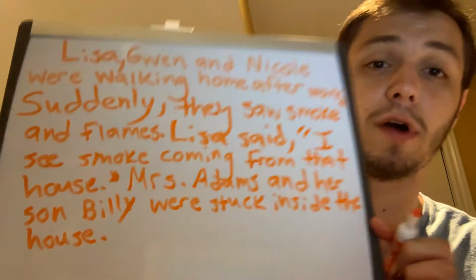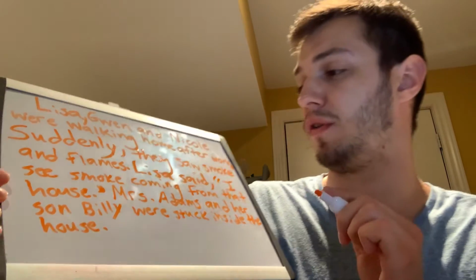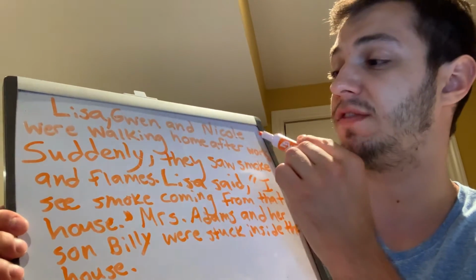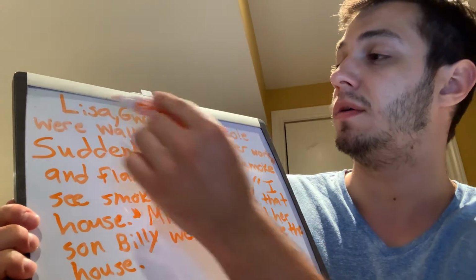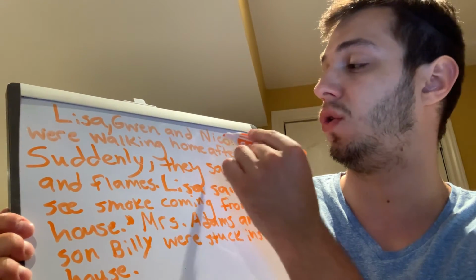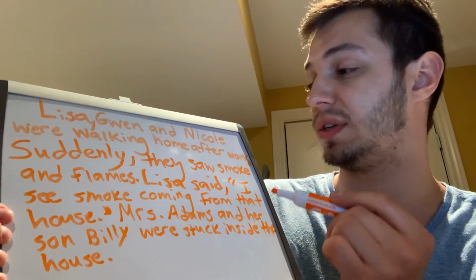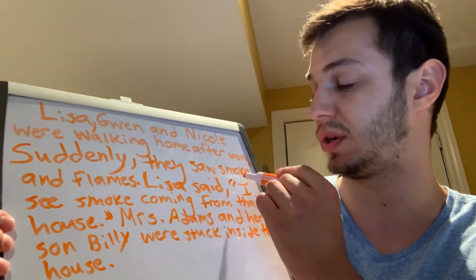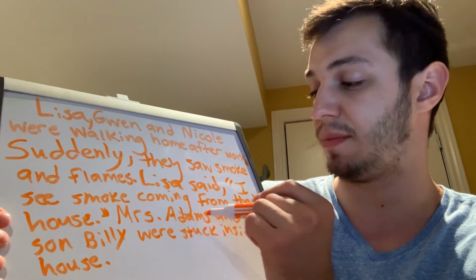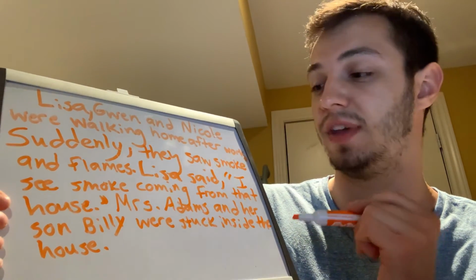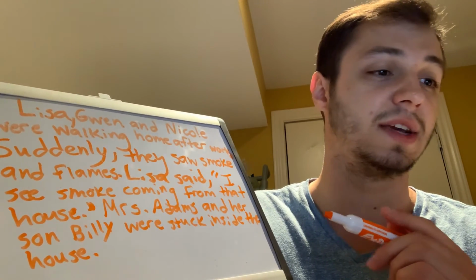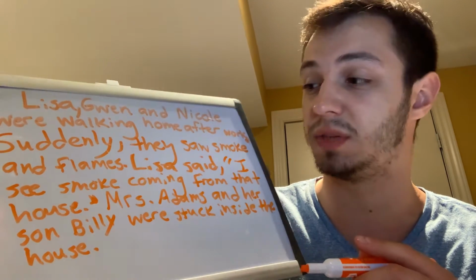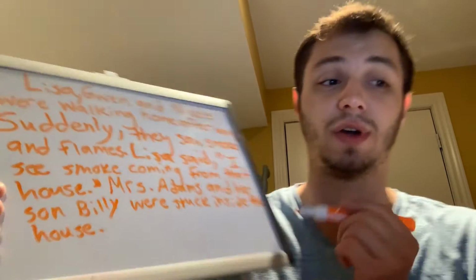Right. So far we've written 3 beautiful sentences, right? We wrote the first sentence that was given to us, right? We used the word they because Lisa, Gwen, and Nicole were introduced in the previous sentence, so that word is clear, right? We wrote what Lisa said. We made sure to put our quotation marks around those words. And then we introduced that Mrs. Adams and her son Billy were stuck inside of the house. Now we want to write the exact words that Mrs. Adams said. However, since now we have a new person speaking, I'm going to start a new paragraph.